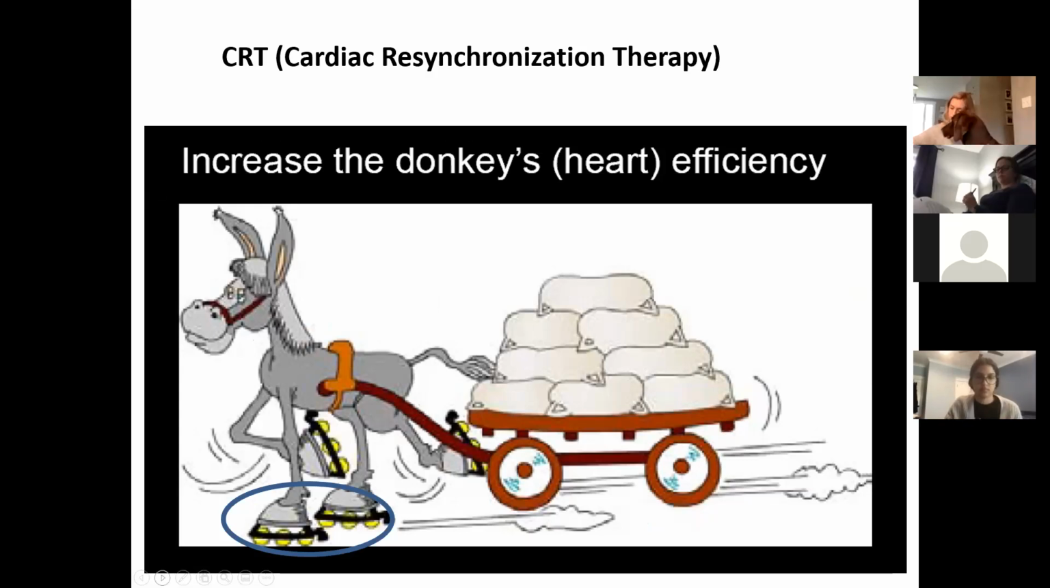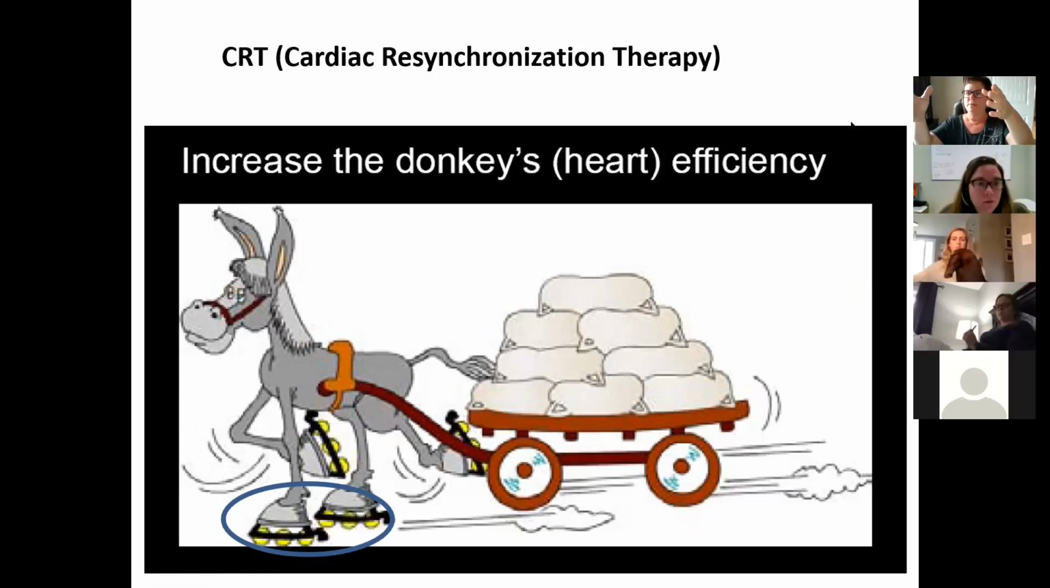When somebody has a wide QRS, for example, a right bundle or a left bundle branch block, if you look in my video, here is a normal ventricular contraction. My right and my left are contracting simultaneously. In the middle is an intraventricular septum.